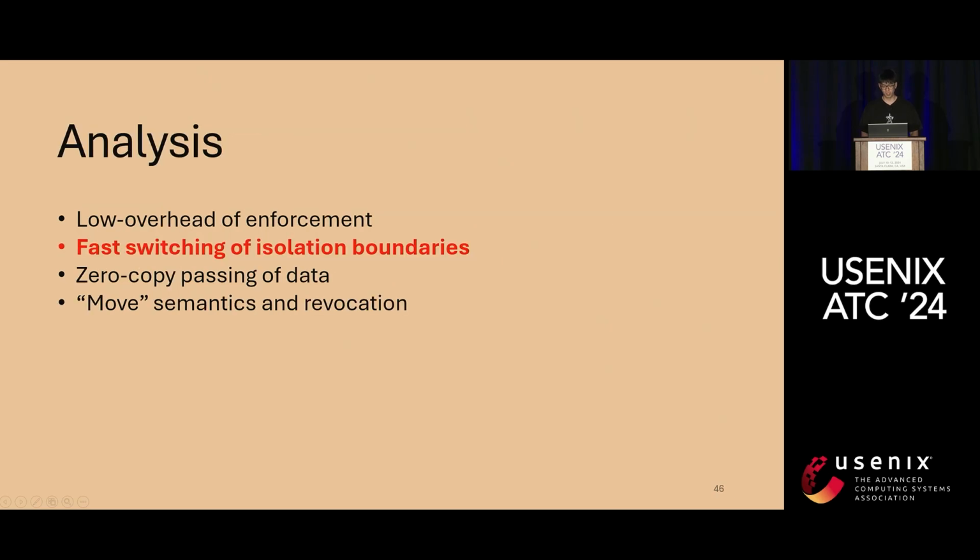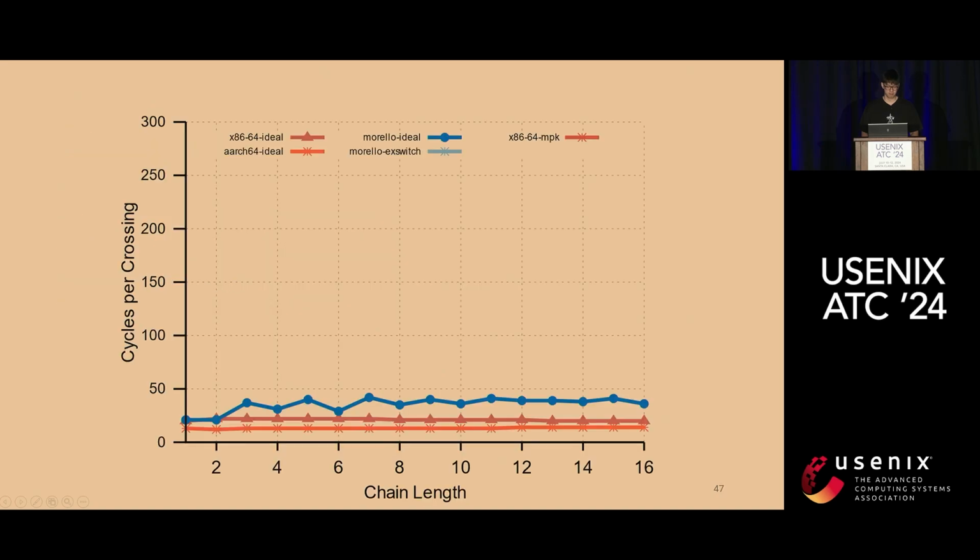Here we look at the overhead of switching isolation boundaries. These 3 lines measure the overhead of an ideal trampoline, in which the isolation boundary switch can be done in just one cycle. SFI, MT, and ARM PAC all have overhead similar to this.